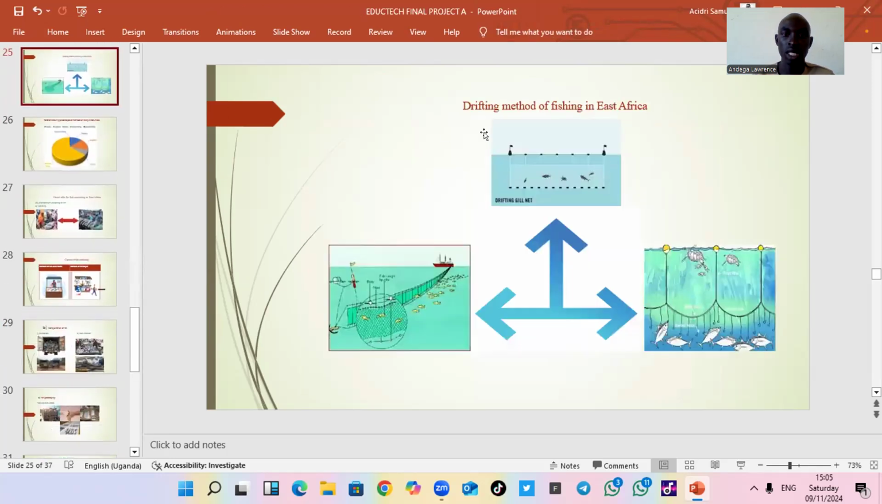So there is another method that is called the drifting method of fishing in East Africa. And here I have used the pictures coupled with the mind map. So the mind maps try to differentiate. We can see all these drifting methods used in East Africa and still can be used in the lesson development process to make the learners fully understand the concept of fishing.